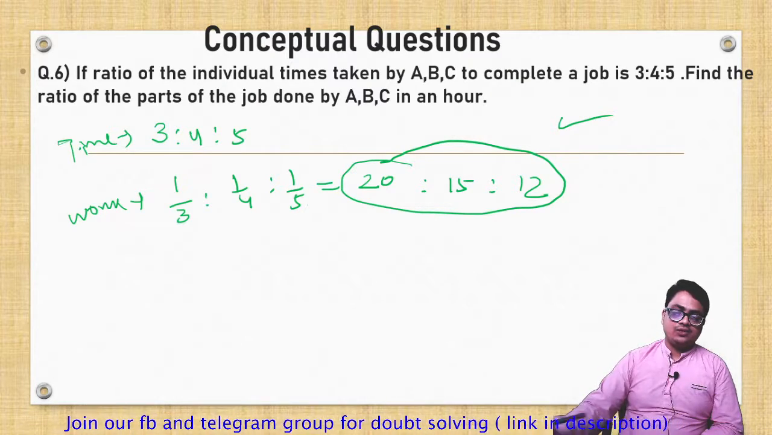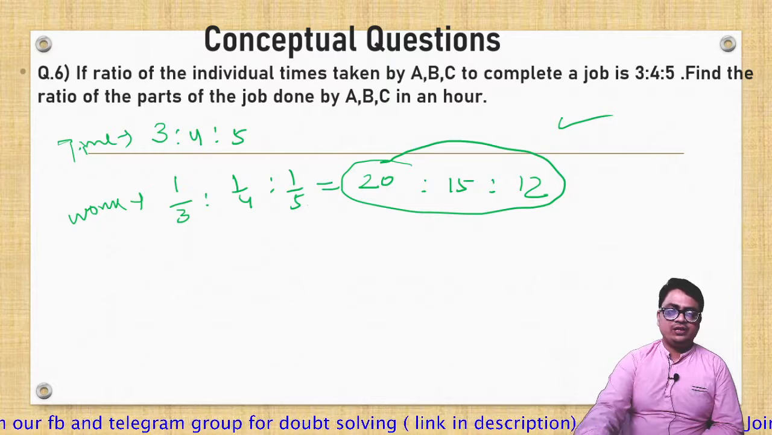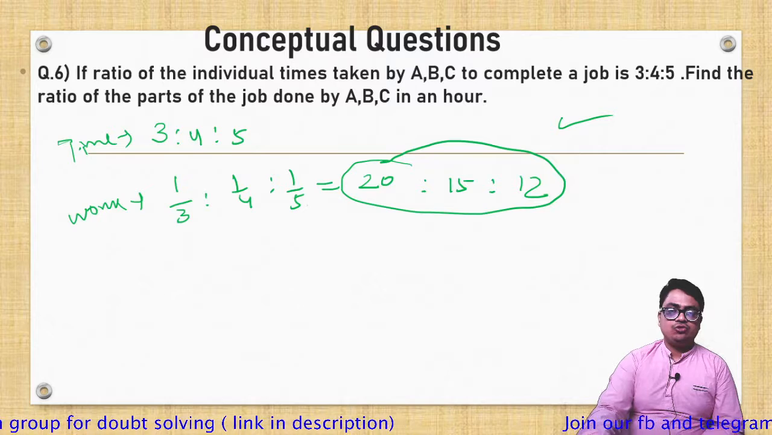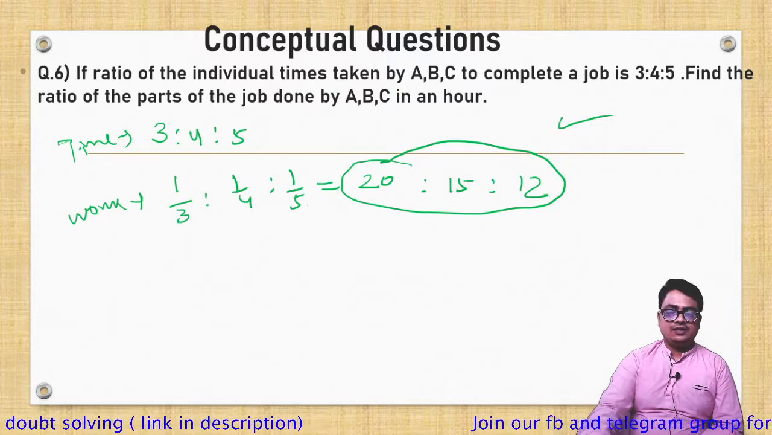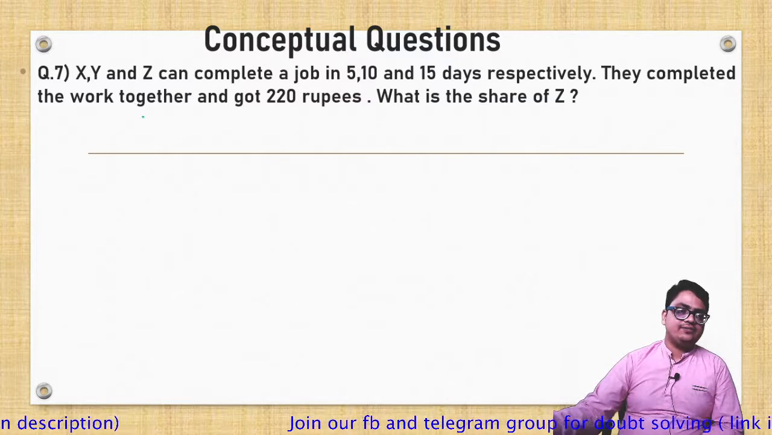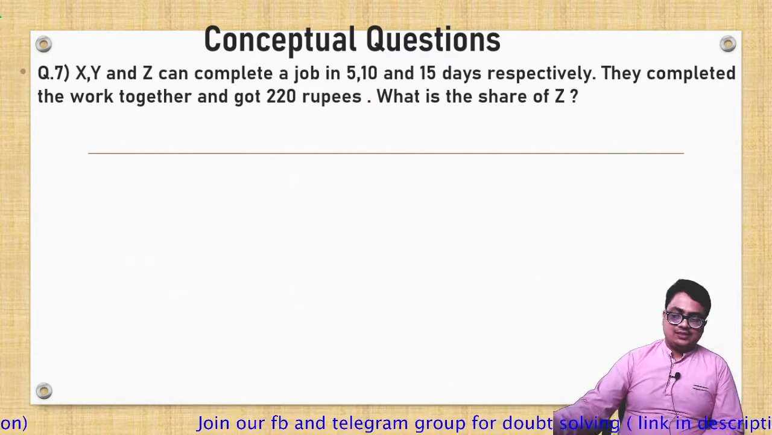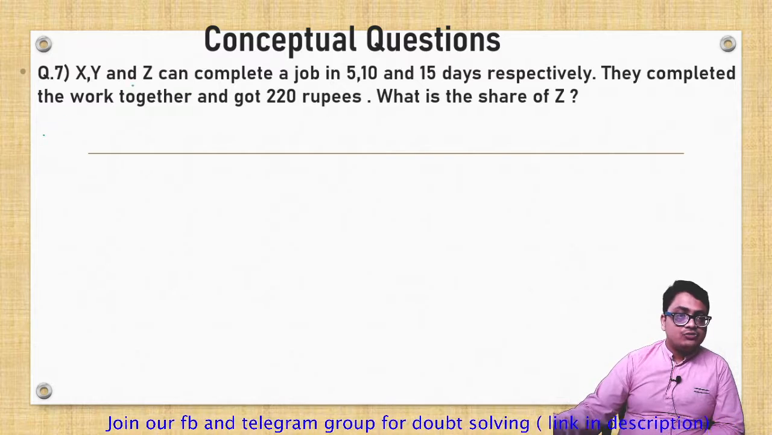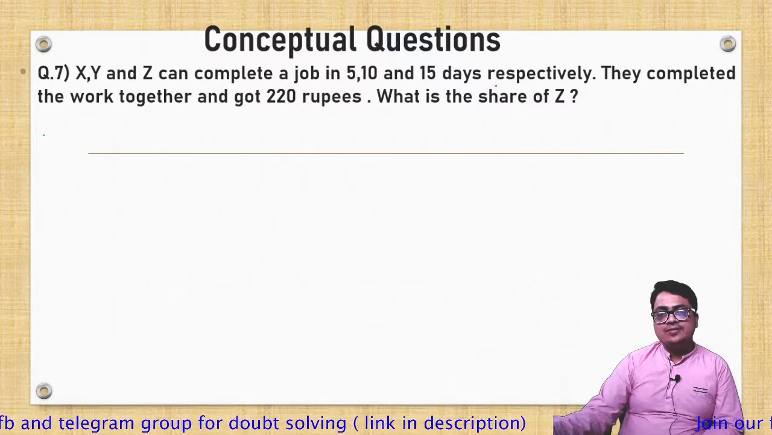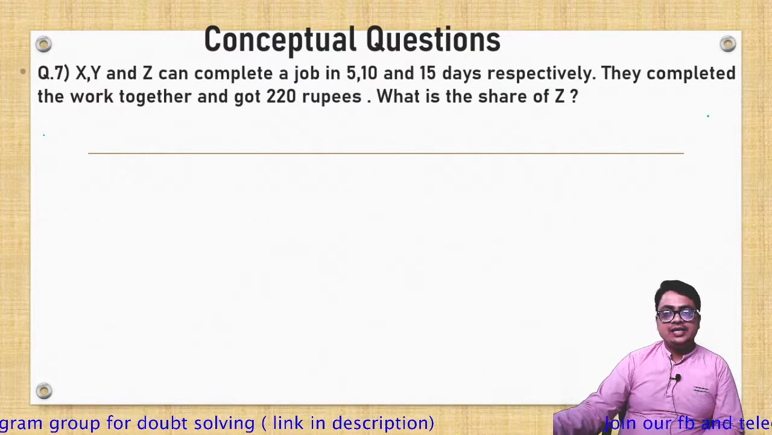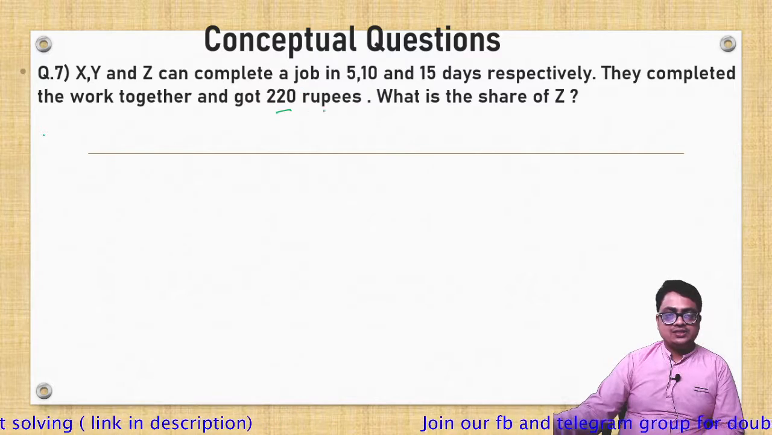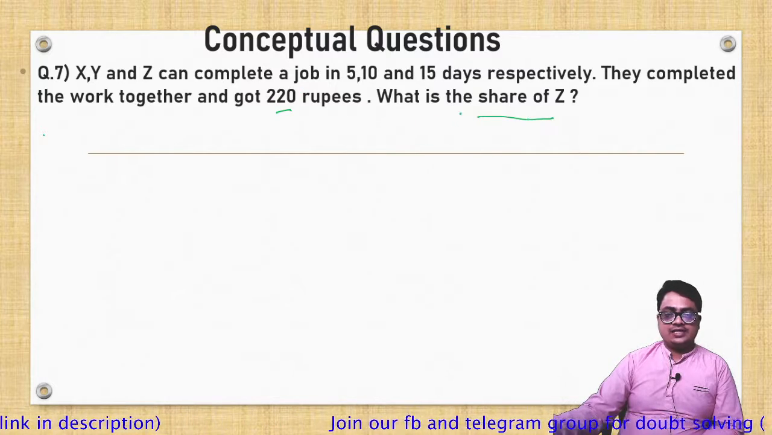Let us move ahead to the next problem. This is an easy problem, but it will make you understand how to apply this concept in other problems. So the next problem: x, y, z can complete a job in 5, 10 and 15 days respectively. They completed the work together and got 220 rupees. What is the share of z?